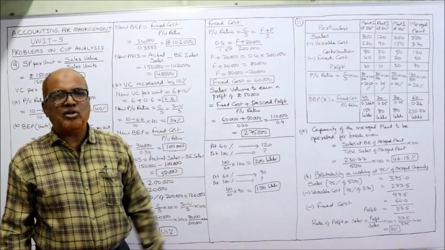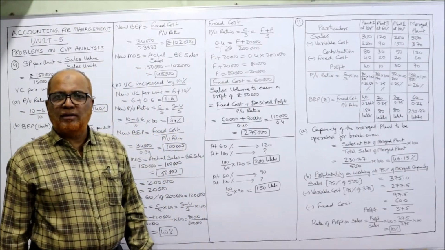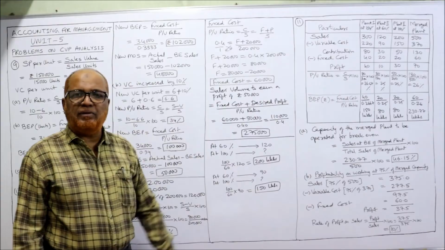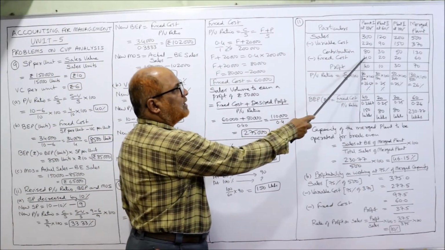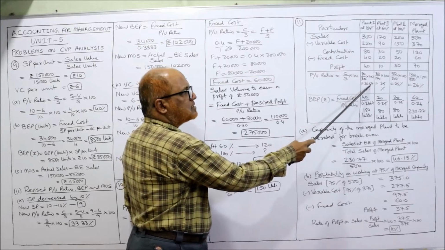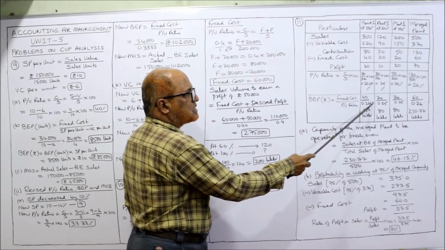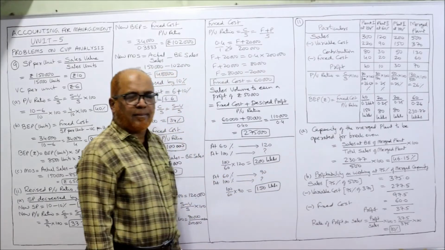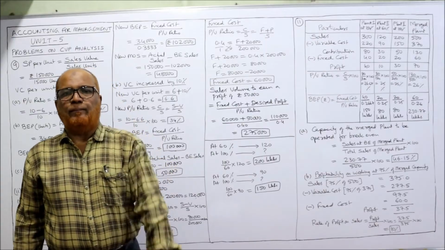So we have calculated PV ratio. Now easily we can find out the BEP, break-even point. The formula is fixed cost by PV ratio. Everything we have. The fixed cost, 40 lakh. PV ratio, 26.67. So 40 divided by 0.2666, you will get 150 lakh. So 150 lakh is the break-even point for plant 1.